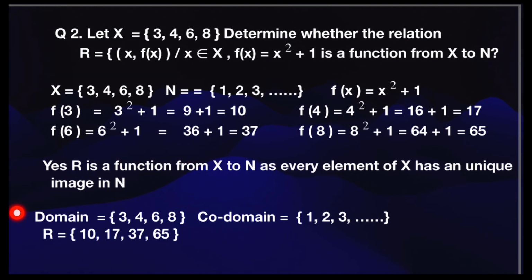So this is a relation, and it is a function from X to N as for every element of X we took all the elements and found out their images. Okay, and the set of all these images is the range. Okay, and the domain is 3, 4, 6, 8, and codomain is the set of natural numbers.